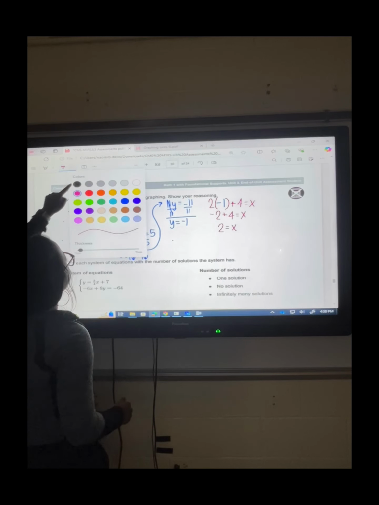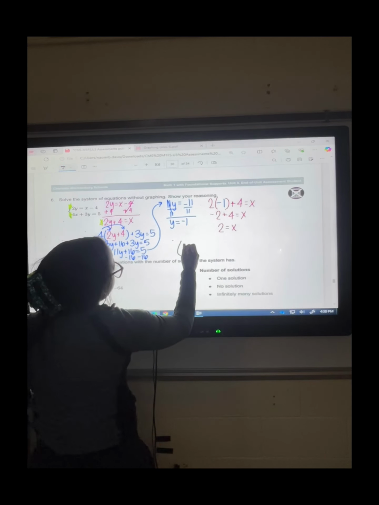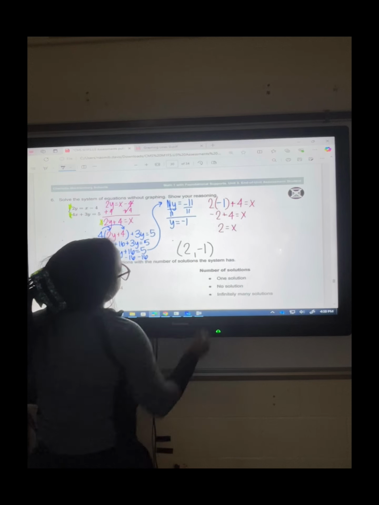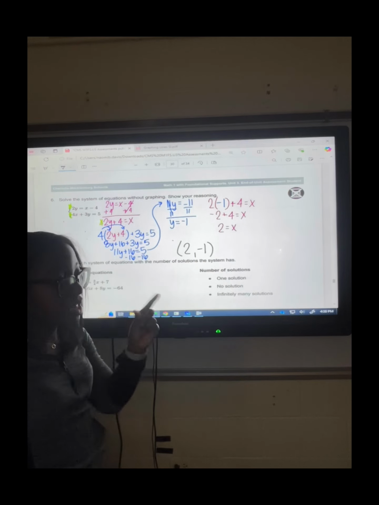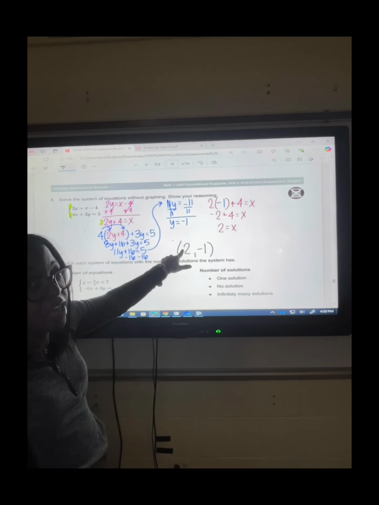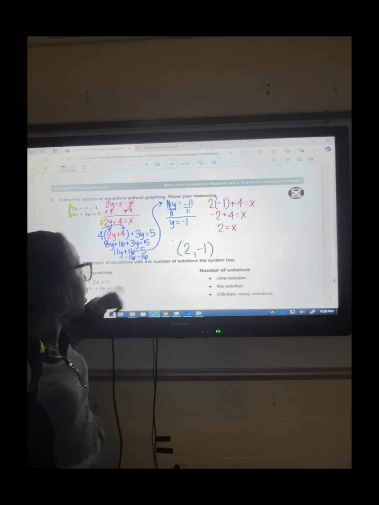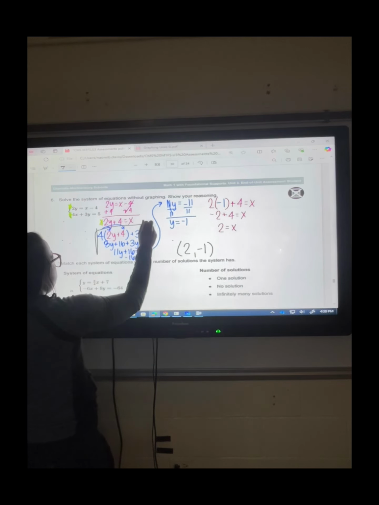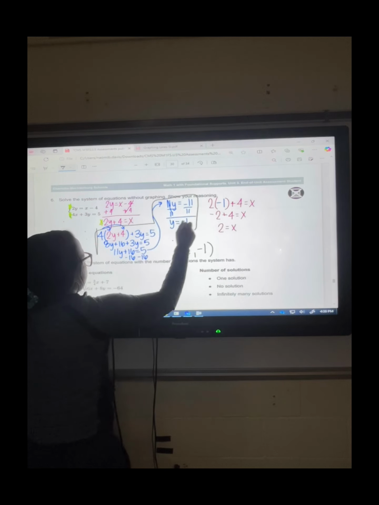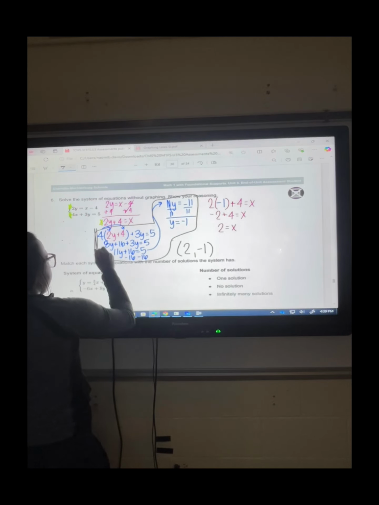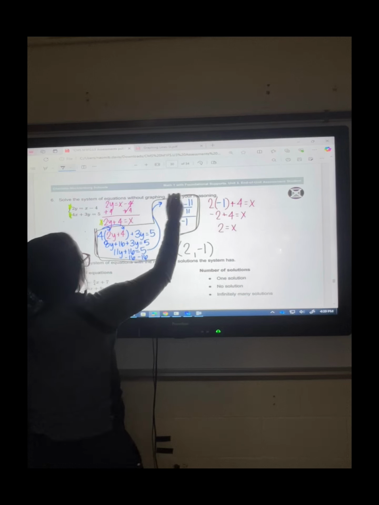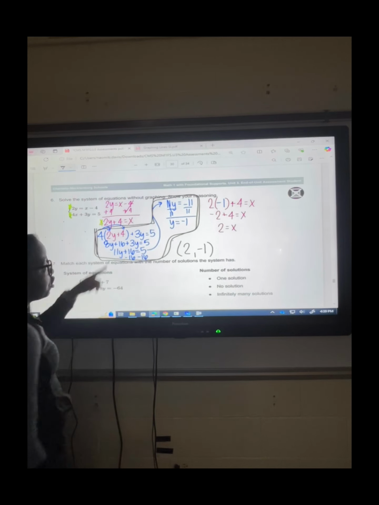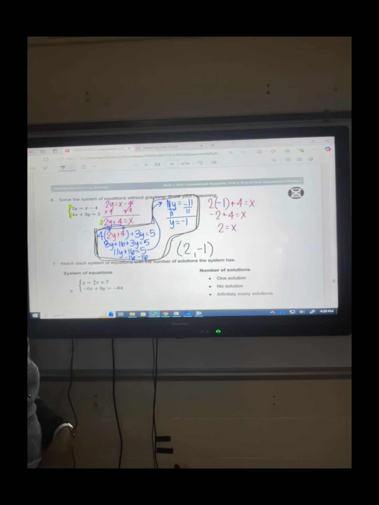Your final answer should be a point. So your point is (2, -1). Do not get on that test and only write (2, -1). You have to show your work, at least for this piece right here. Because if you show your work for this, all you have to say is I plugged in -1 and found x. You at least need to show how you found -1, or whatever variable you found first.